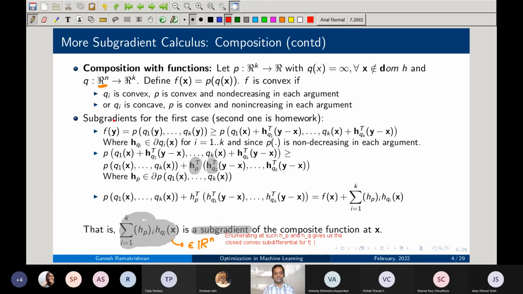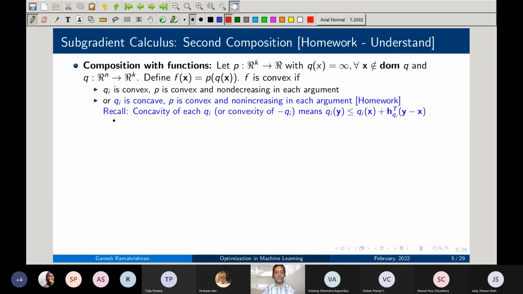We'll proceed. Okay, so you can do the other way as well. As homework, I want you to understand the other part. This is a little trickier, just because now we are dealing with concave q_i's rather than convex. So you'll have to use the reverse inequality: q_i(y) is less than or equal to q_i(x) plus h_q_i transpose (y minus x), because q_i is concave. The rest remains the same.